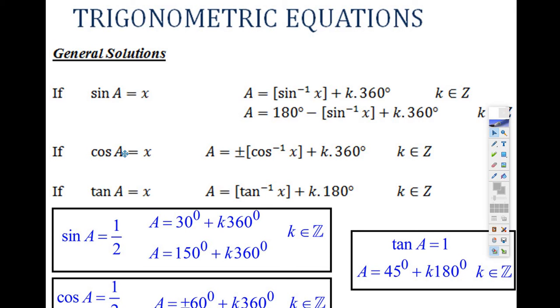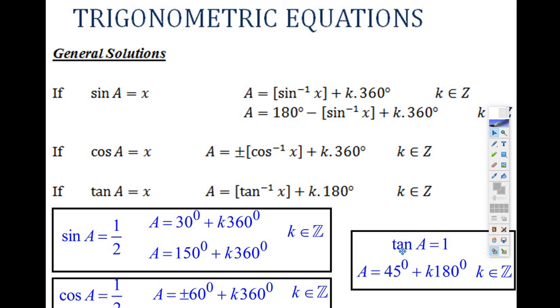Now, cosine works a little bit differently. Say you had the cosine of an angle equals a half, like this. I'd go shift cosine of a half, and I'd get 60 degrees. And the answer is plus or minus 60 degrees, and it repeats itself every 360 degrees. And k is a counting number, an integer.